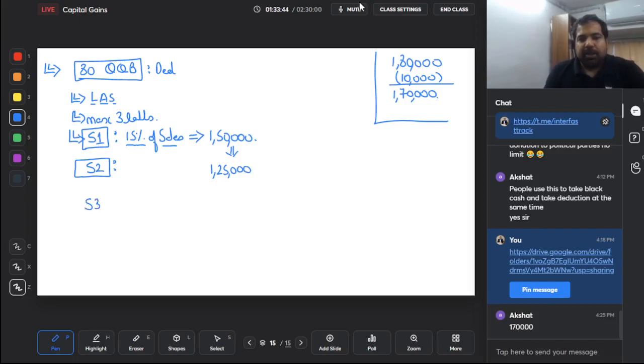And step 3, they say if you already got a deduction of some amount in PGBP or IFOS, we will not give you a deduction here again of it. So remove that money or remove that amount.